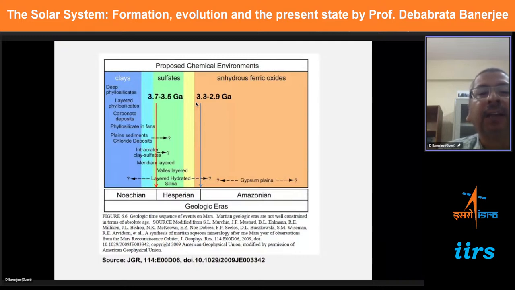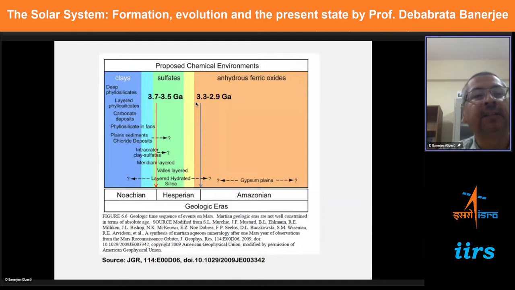In the case of Mars, this does not exist at all because you don't have absolute ages or return samples as you have from the Moon. So you have materials, you see sheet silicates, okay? This is all telling about water, carbonate deposits, for that you need water, chloride deposits, okay? But then it changes to the gypsum. So in the Amazonian, which is basically the last 3 billion years or so, chemical environments have changed.